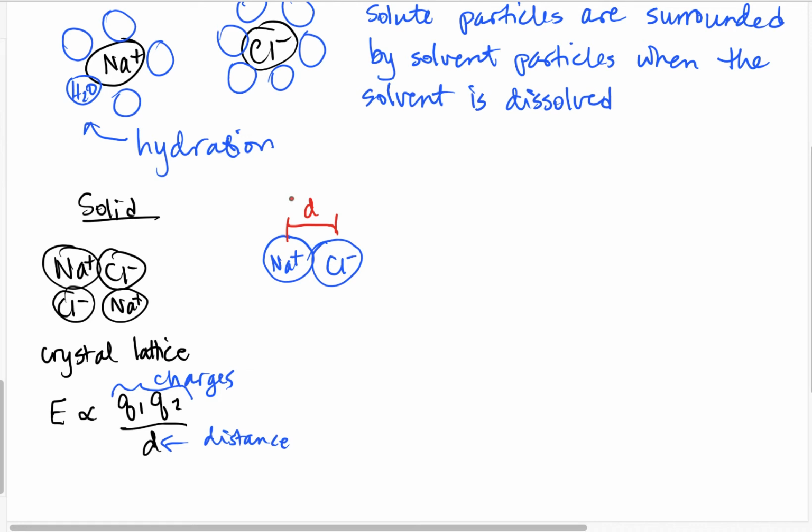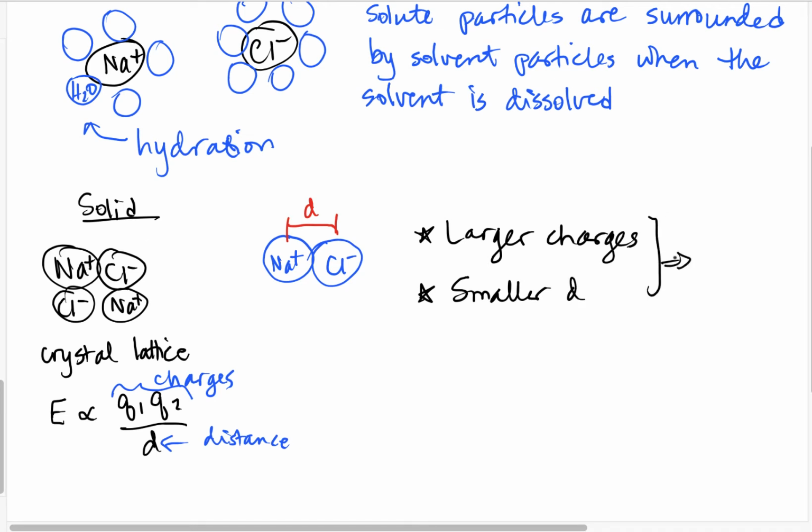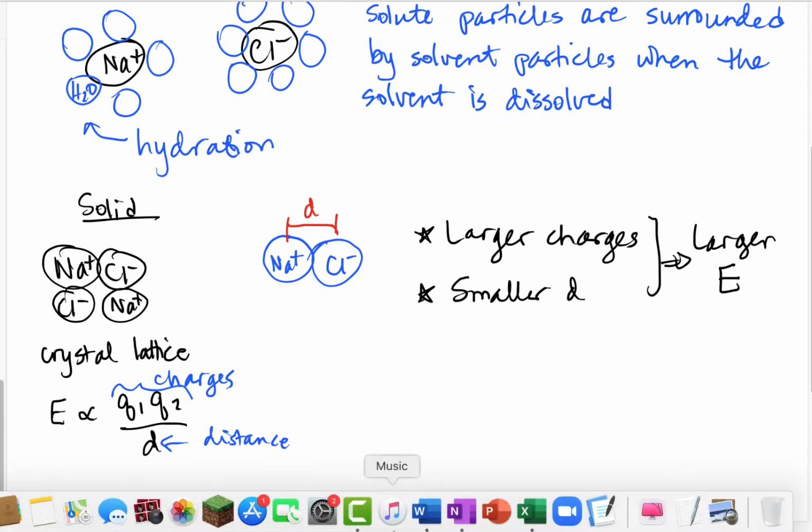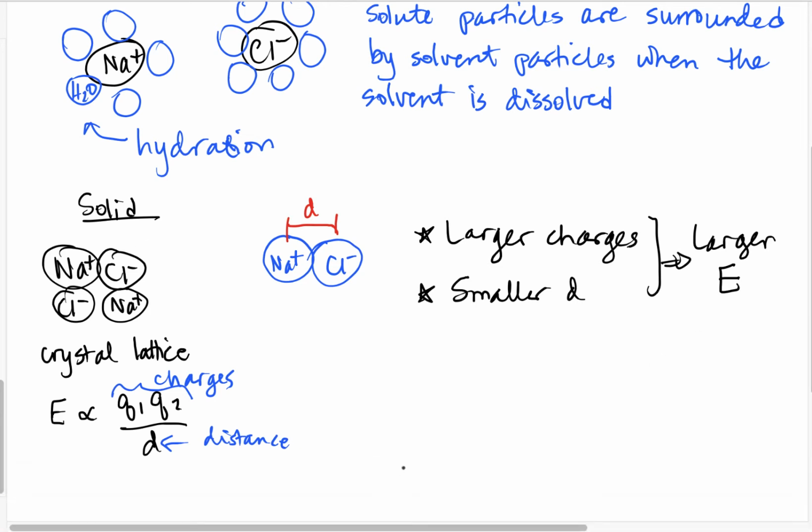So the closer these charges are, the smaller this distance is going to be, and so the larger this attractive force is going to be, this energy is going to be. The same is true for larger charges. So if we have larger charges, and if we have smaller distance, then these are going to be associated with a larger Coulombic attraction. And the reverse is also true.